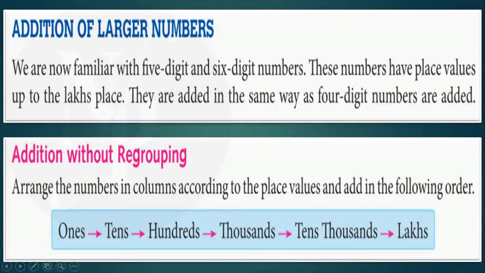While adding, what we should do is arrange the numbers in columns according to the place values and add in the following order, as shown below. So you should remember these place names: ones, tens, hundreds, thousands, 10,000s and lakhs. So these are the place names.